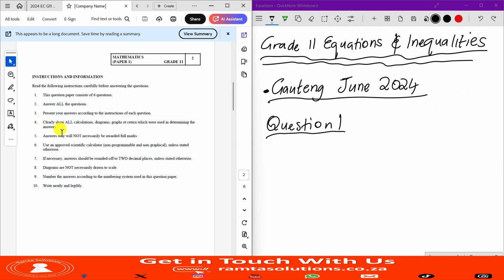So, for example, instruction number 4 says clearly show all calculations, diagrams, graphs, etc., which you have used in determining the answers. Then we have instruction number 5 that says answers only will not necessarily be awarded full marks. And then instruction number 7: if necessary, answers should be rounded off to 2 decimal places unless stated otherwise.